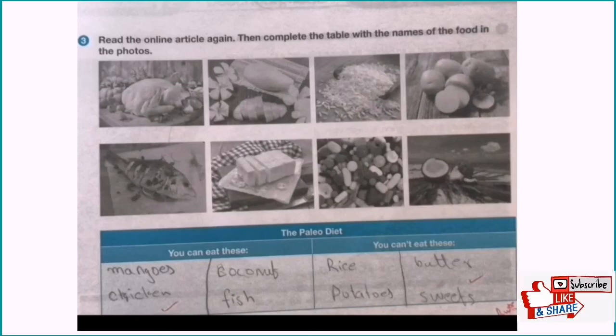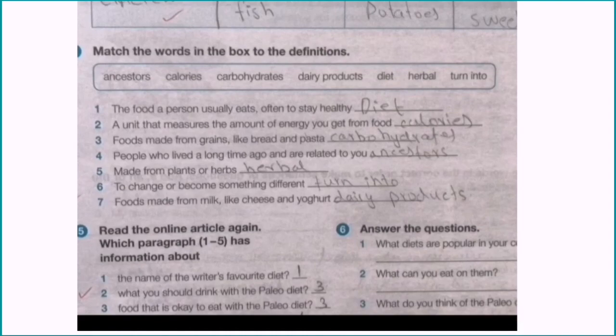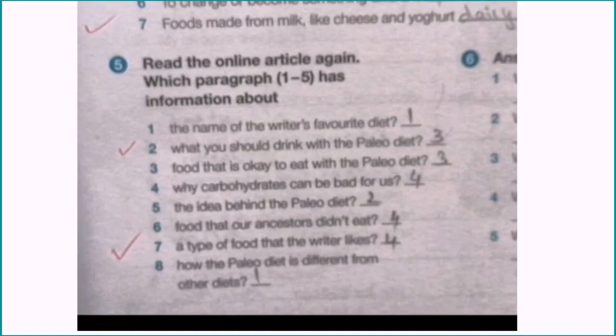Read the online article again, then complete the table with the names of the food in the photos. We wrote the names of the foods and then we solved all the exercises relevant to this text.